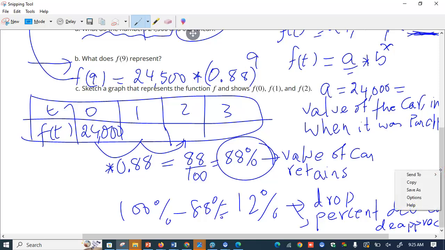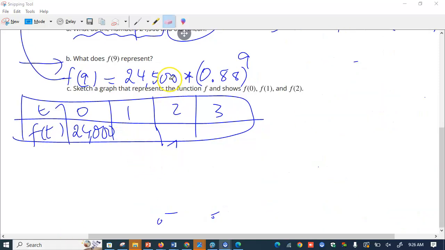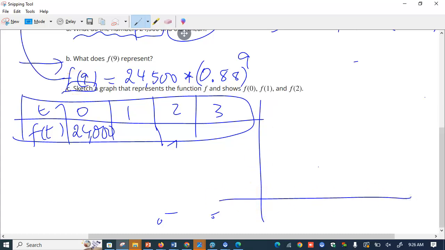The third question is that you have to sketch. In order to sketch this, we need to know, let's say 0, 1, 2, 3, 4, 5, some years. We'll try to figure out what the cost value of the car was. That means we need to multiply the first year, that means we multiply 0.88.